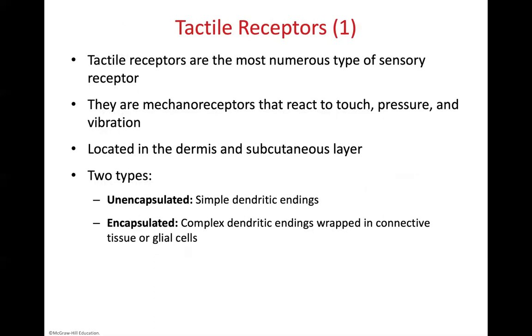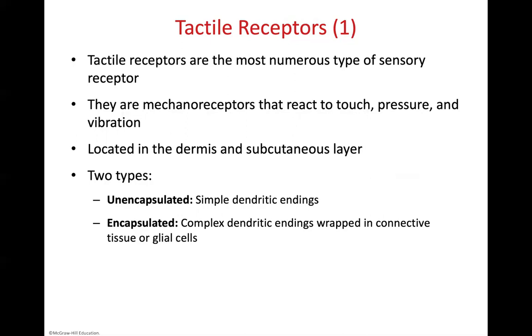So, tactile receptors, they're the most numerous type of sensory receptor. They're mechanoreceptors, and they can react to touch, to pressure, to vibration. We already know about some of these from looking at the integumentary system. You know that they can be located in the dermis and in the subcutaneous layer, or the hypodermis.